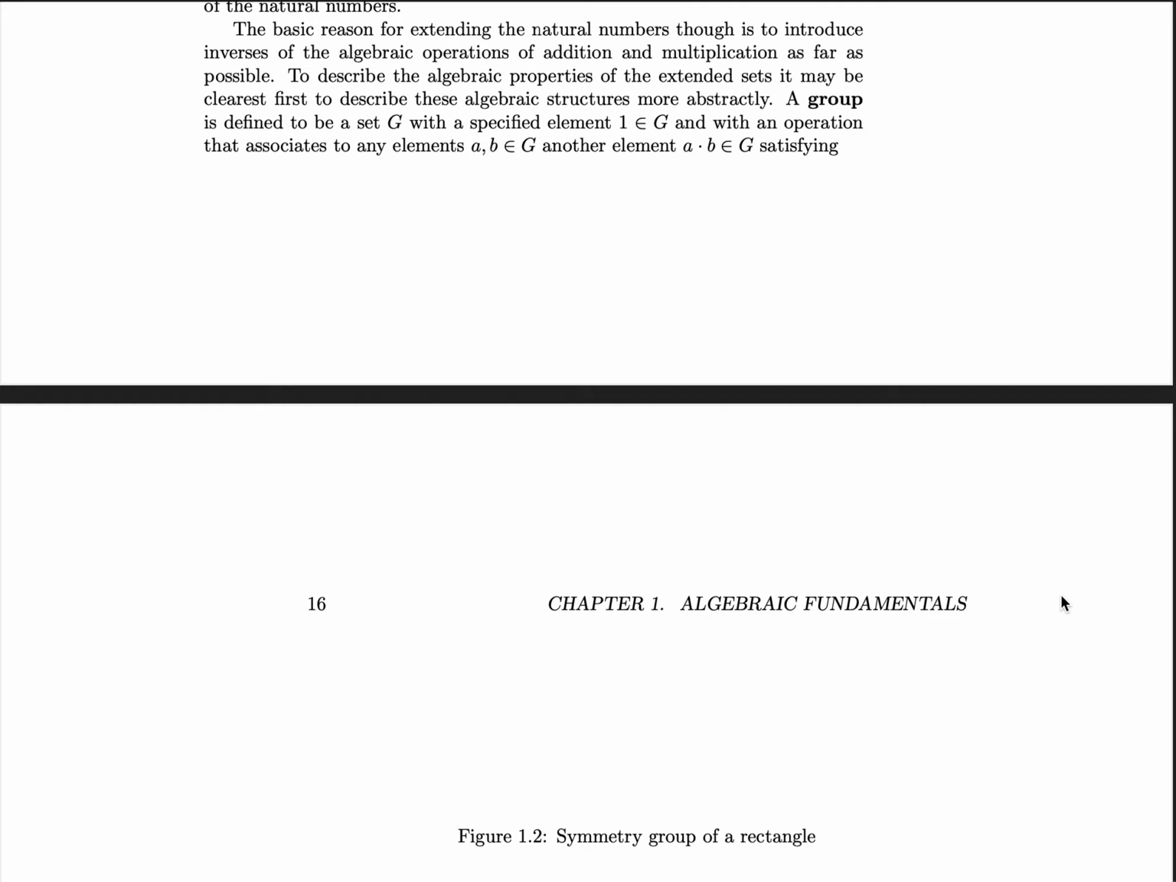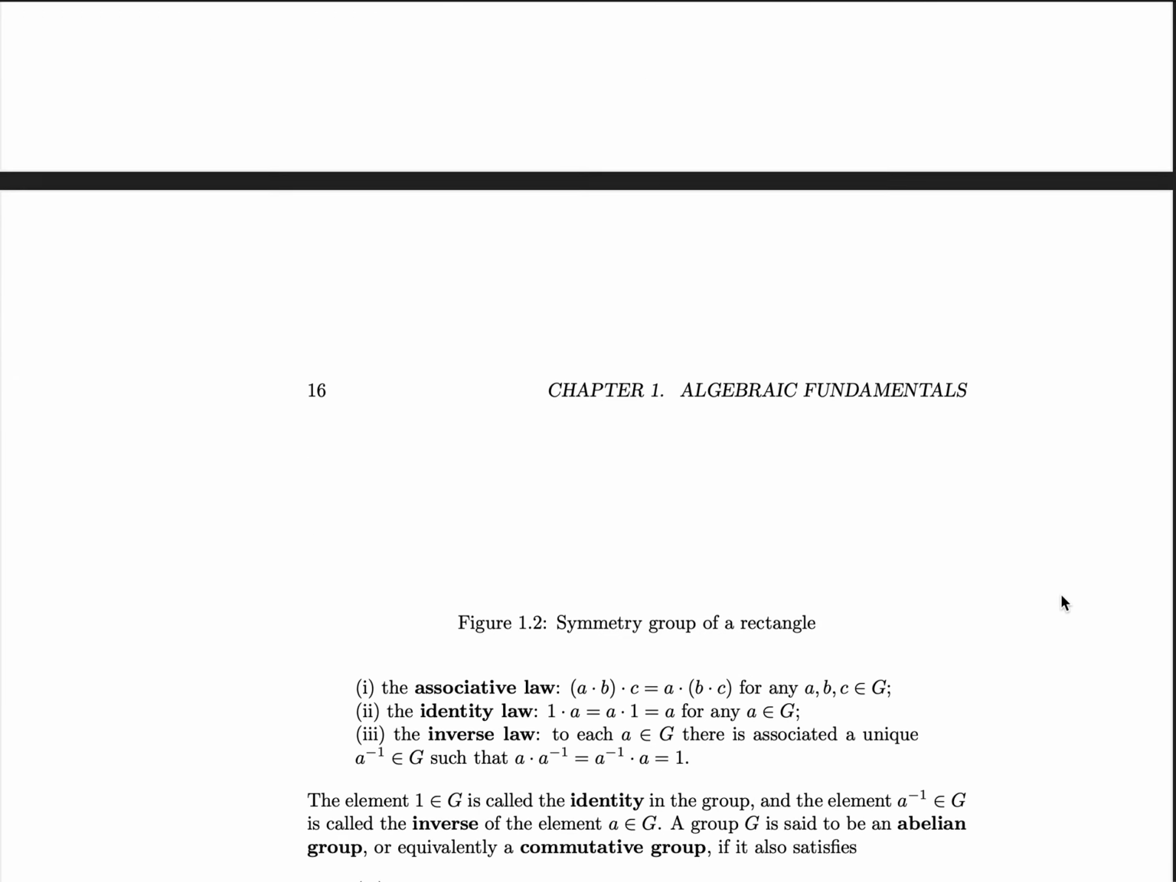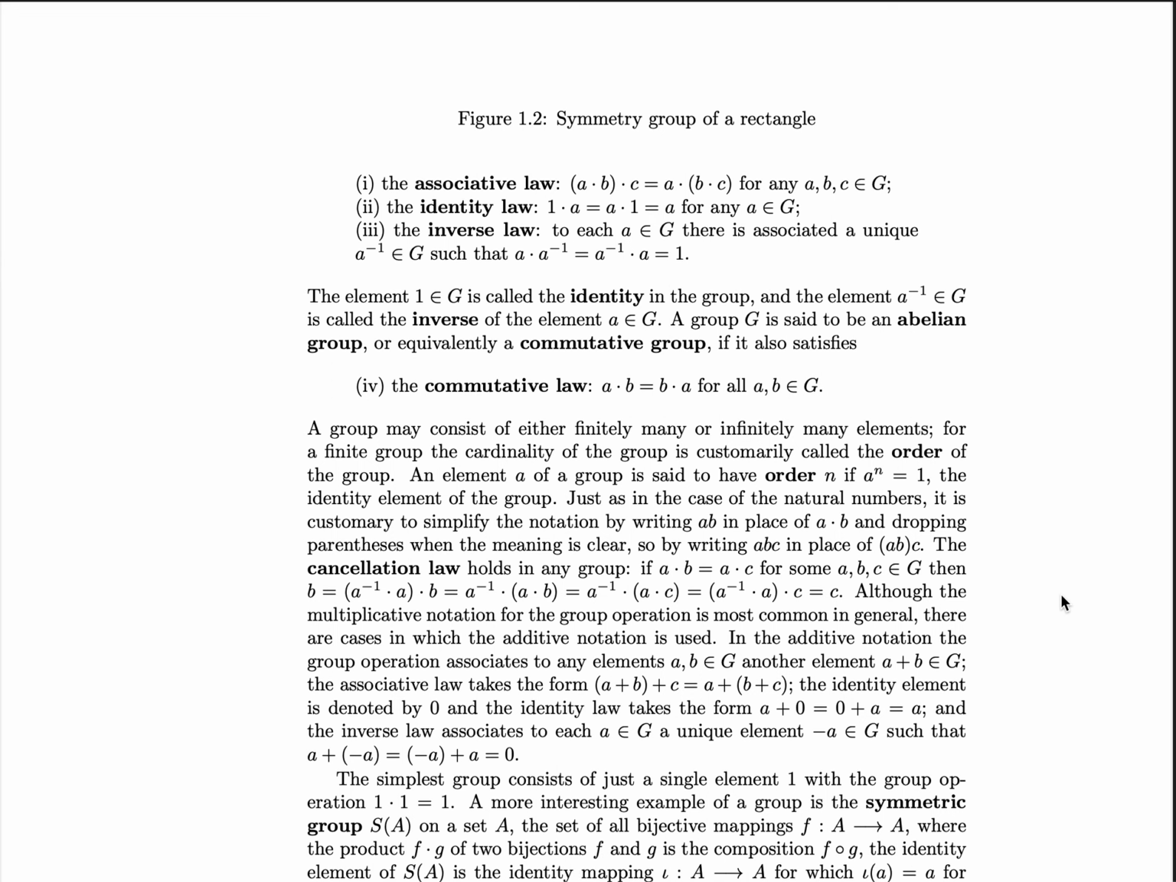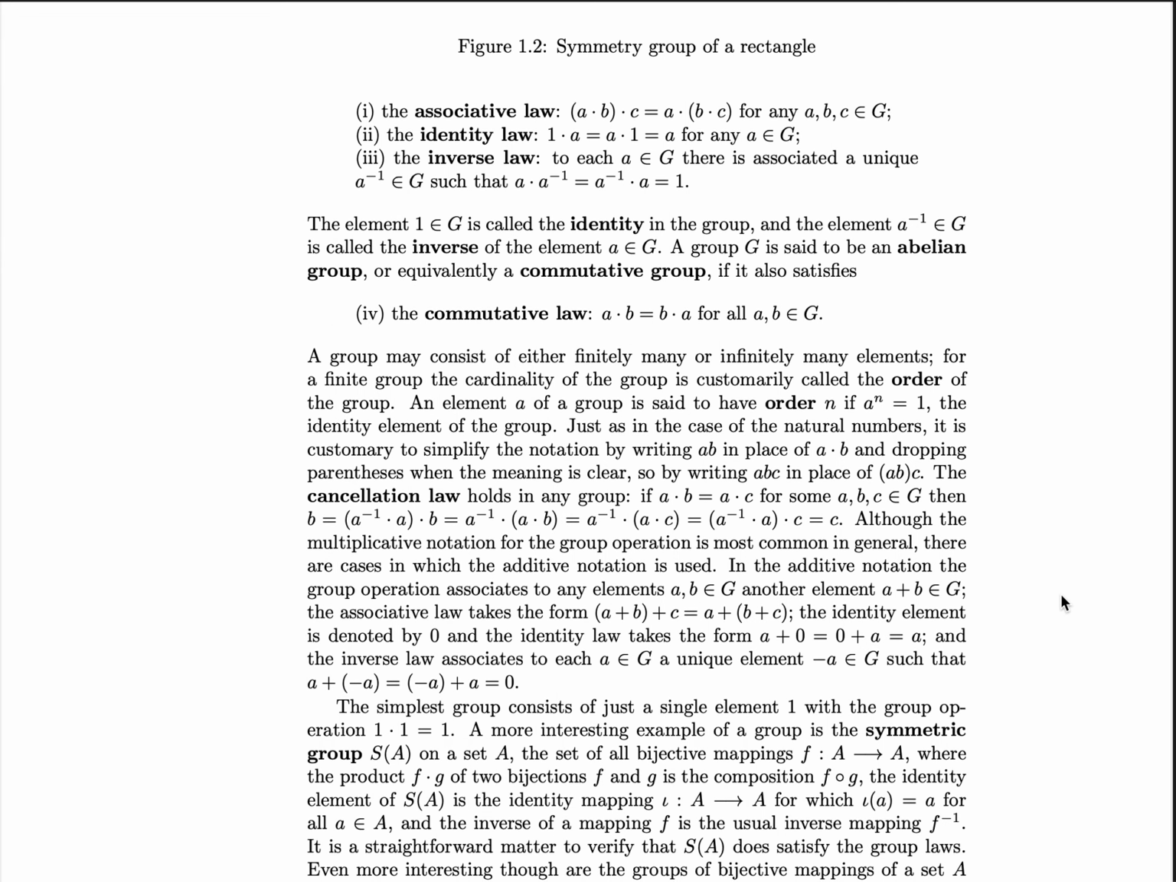However, before we do that, on the natural numbers, let's consider a more abstract idea, namely the idea of a group. A group is defined to be a set G with a specified element 1 in G, and an operation that associates to any pair of elements in G another element in G. Namely, for elements A and B, we have the element A times B. This operation should satisfy the following three laws: the associative law, the identity law, and the inverse law. The associative law matches as before. The identity law is satisfied by the element 1, and the inverse law is where we want to head with our natural numbers.